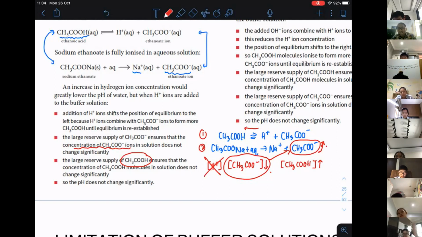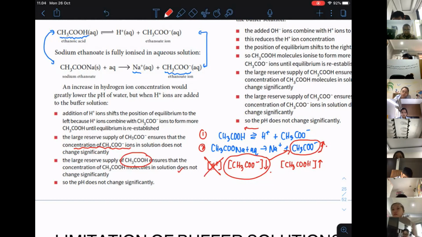So if let's say a small amount increase, a small increase in the concentration of ethanoic acid, will it give you a significant increase compared to the earlier one? Definitely no. It's the same analogy: if you have 10 million and suddenly someone gave you 1,000 rupiah, will you notice the increase? Most likely no. So here, it ensures that the concentration does not change significantly.